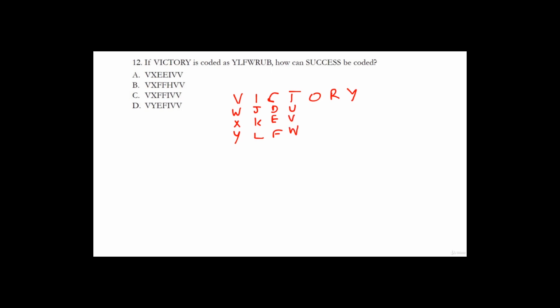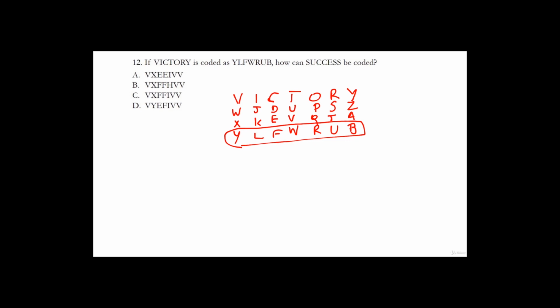After O it is P Q R. After R it is S T U. After Y it is Z, and the cycle again starts with A, and then we get B. Now, this is the pattern that is coded for victory.